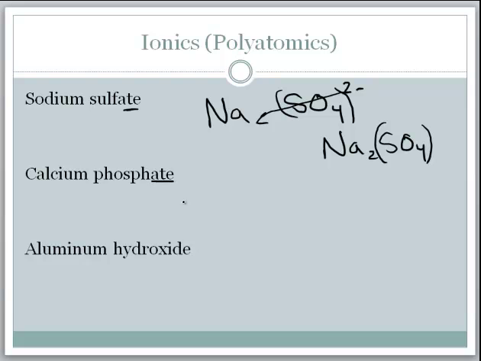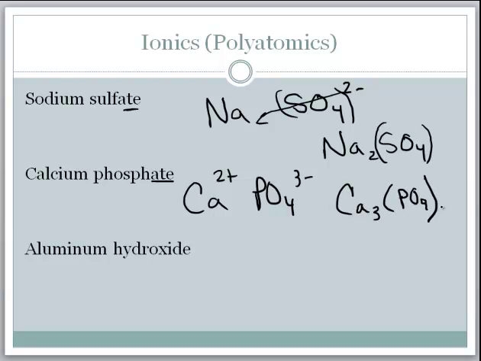All right, calcium phosphate, Ca. Phosphate is PO4 with a 3- charge. Calcium is 2+. So when we crisscross, Ca3, the 2 goes behind the phosphate. So now we have to put that phosphate in parentheses. And that's a 4, not a 9.